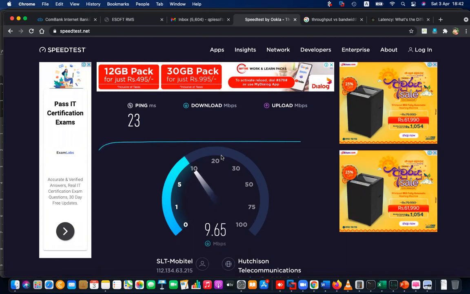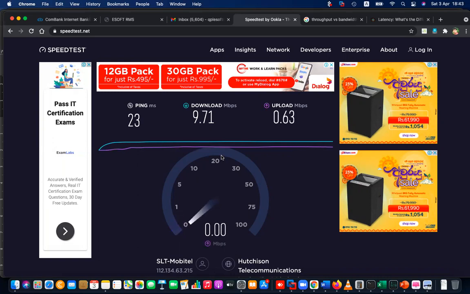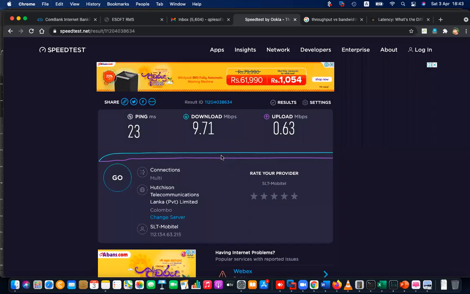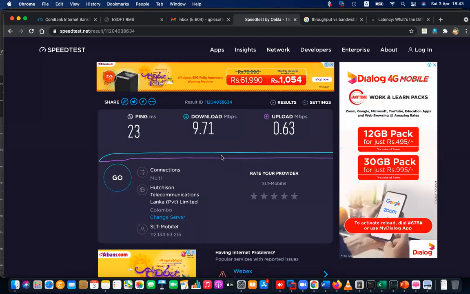Okay, this time I'm getting 9.71. What about your figure? 25.25. Yeah, it has reduced the speed, no? So you can see that time to time throughput is different, but bandwidth is fixed. It's not going to change. Whatever promise will be there, but throughput will differ.